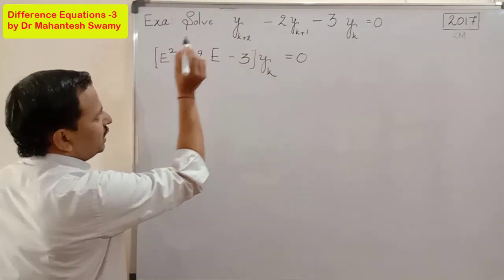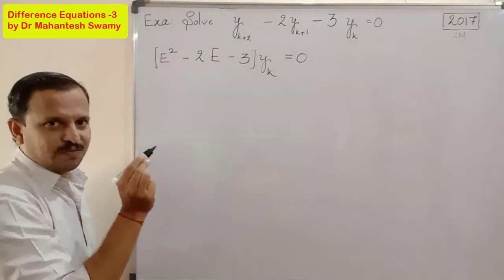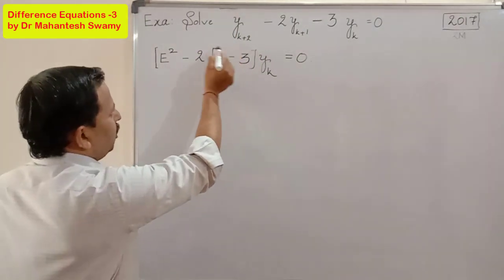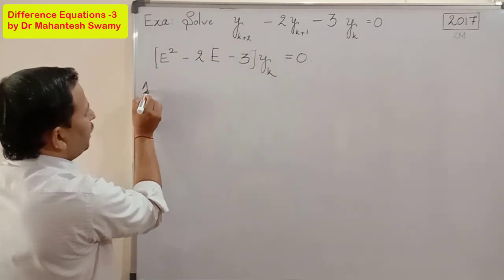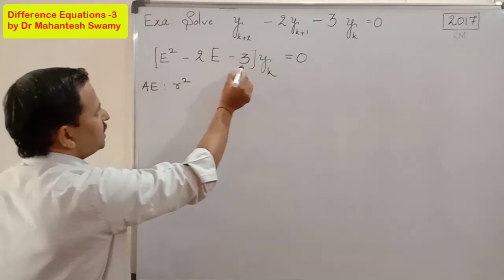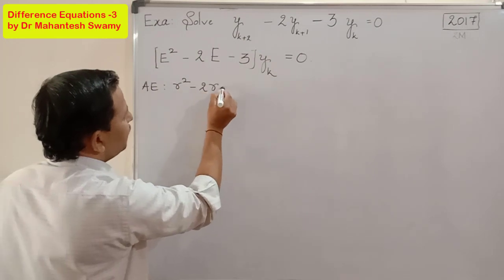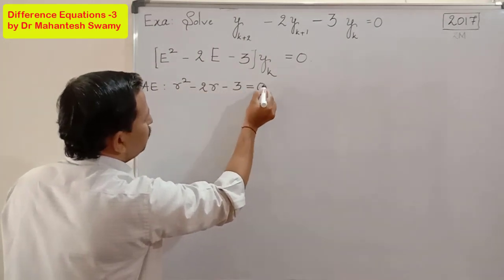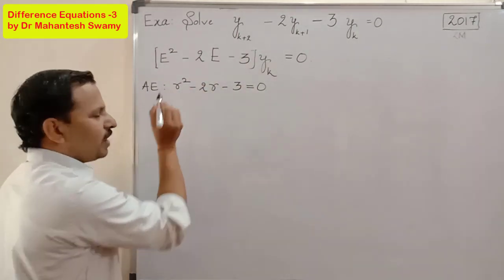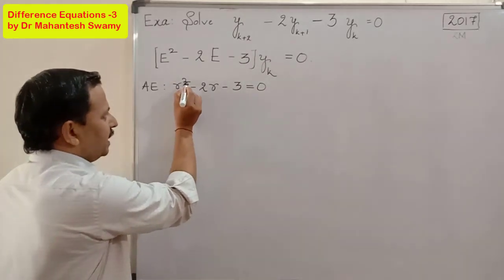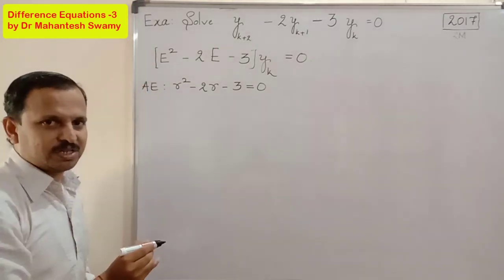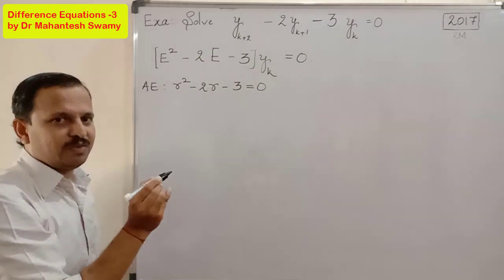After expressing the given equation in the form with shift operators, we can write the auxiliary equation in a very simple way by replacing E by r. Wherever E is there in this bracket, let us replace that by r and equate to 0, to get an algebraic equation in terms of r. In this case we are getting a second degree equation, that is a quadratic equation in r. It is called the auxiliary equation. So what are the roots of this equation that we have to find out?